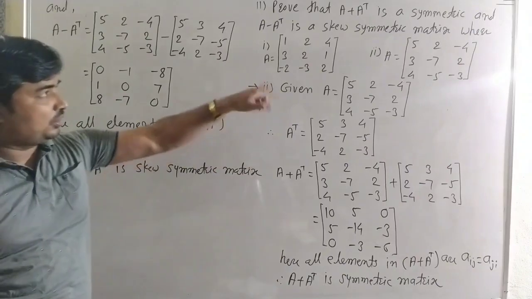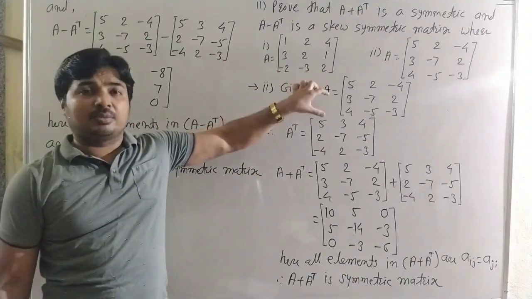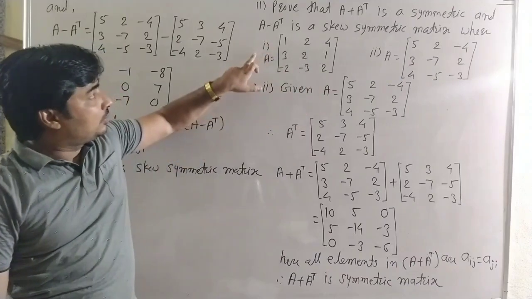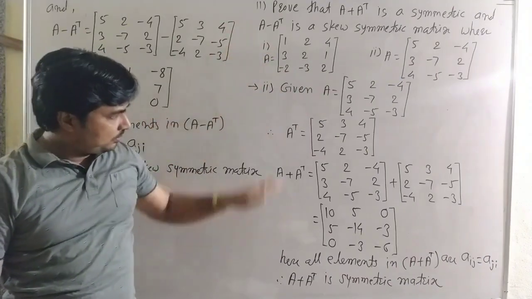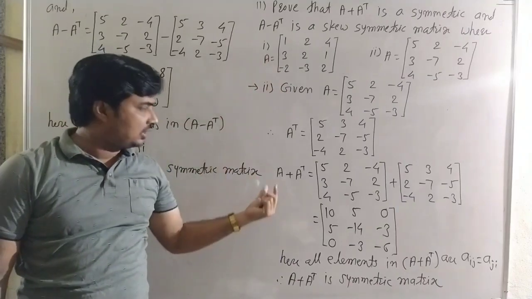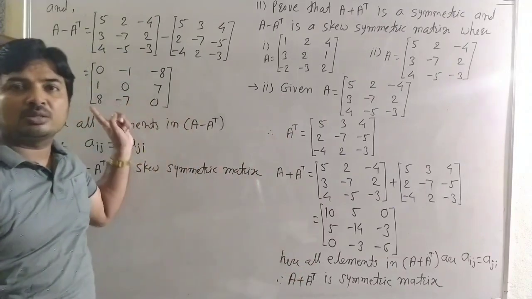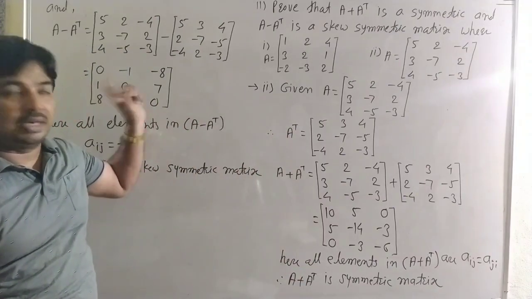See carefully. Okay, we can solve the second example. The first example is for homework. Same procedure. First it is A. First find the A transpose. Then we get the A plus A transpose, and A plus A transpose is symmetric, and A minus A transpose is a skew symmetric matrix. Okay, here.